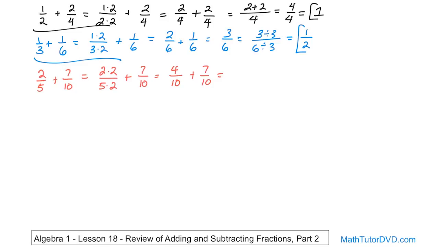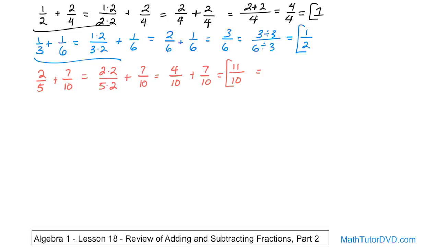And now I can add them because the denominators are now the same. 4 plus 7, what is 4 plus 7? That's 11, and 10 will be on the bottom. Now I can totally circle this and say this is the correct answer, the final answer. That's totally okay. But I could convert it to a mixed number if I wanted to, because this is an improper fraction. The top number is bigger.